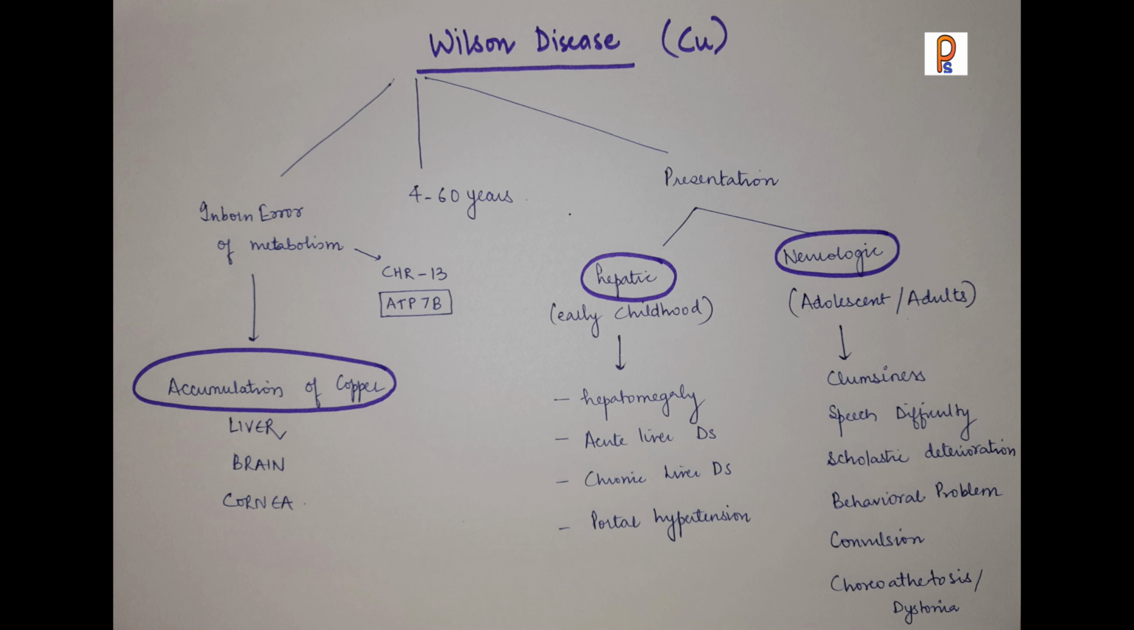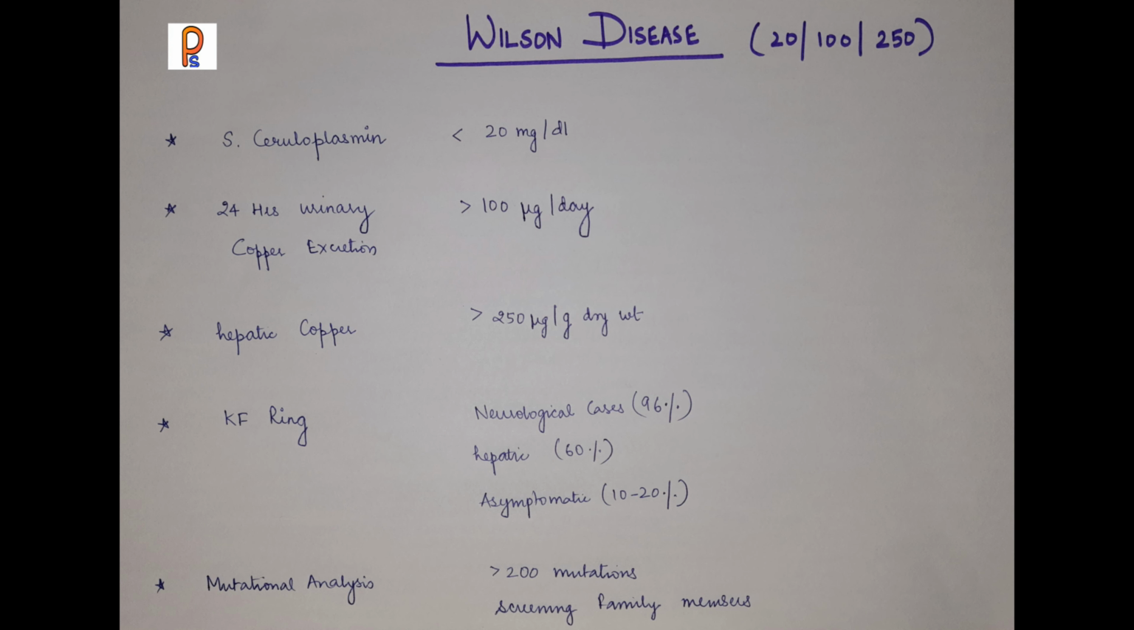The presentation of Wilson's disease can be, as we can see, that accumulation of copper is occurring in the liver, brain and cornea. So basically, if there is hepatic accumulation, which occurs mainly in early childhood, the presentation may be in the form of asymptomatic hepatomegaly, acute liver disease, chronic liver disease, or portal hypertension. While neurological disease mainly presents in adolescents and adults, as clumsiness, speech difficulties, scholastic deterioration, behavioral problems, convulsions, and choreoathetosis. Now, as we can see, the clinical features can be a hepatic presentation or a neurological presentation.